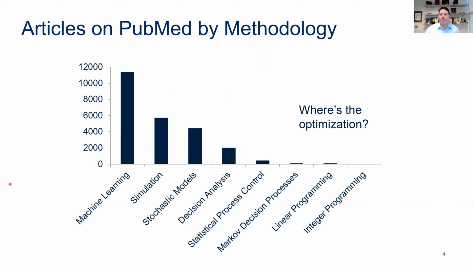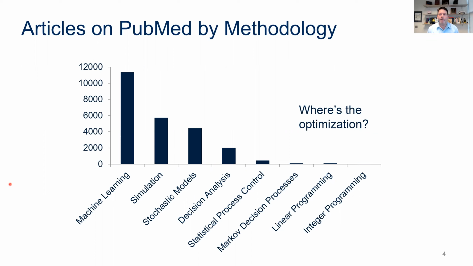I don't claim it's perfect, but I feel good about the trends and roughly the numbers we're seeing here. And so this is a search of PubMed, that same database, looking at it from a methodological point of view. And certainly there are other methods I could have included in here, but what do we see from this? Well, machine learning has obviously taken off. We're seeing a lot of activity in the medical literature.